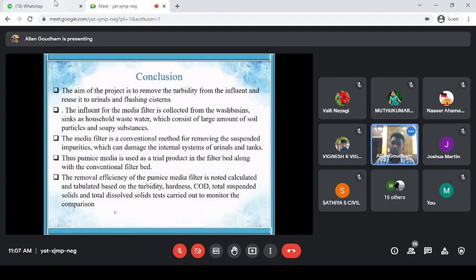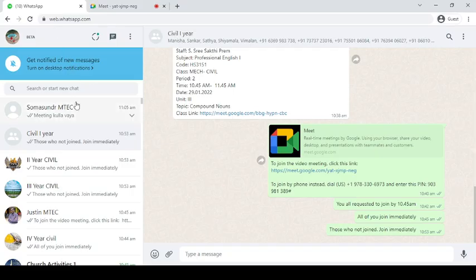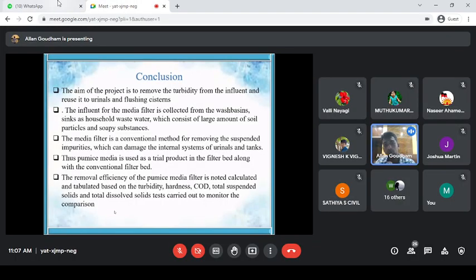For a large quantity, for this 25 liters of space, we have spent nearly 2000 rupees, so that you can calculate the amount of media filter you need to fit in your household, so that you can reduce the use of fresh water in your homes.